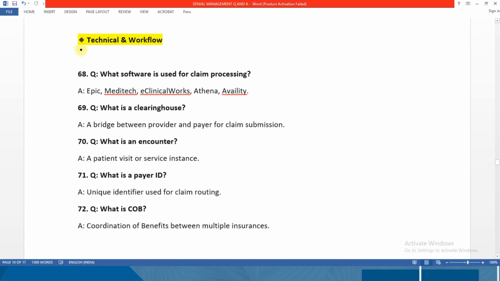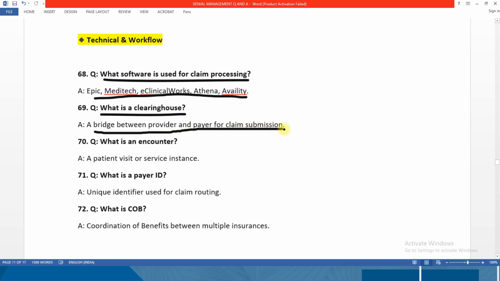Now we will see few Q&A related to technical and workflow. What software is used for claim processing? Epic, Meditech, eClinicalWorks, Aetna and Availity. So what is a clearinghouse basically? A bridge between provider and payer for claim submission is called a clearinghouse.